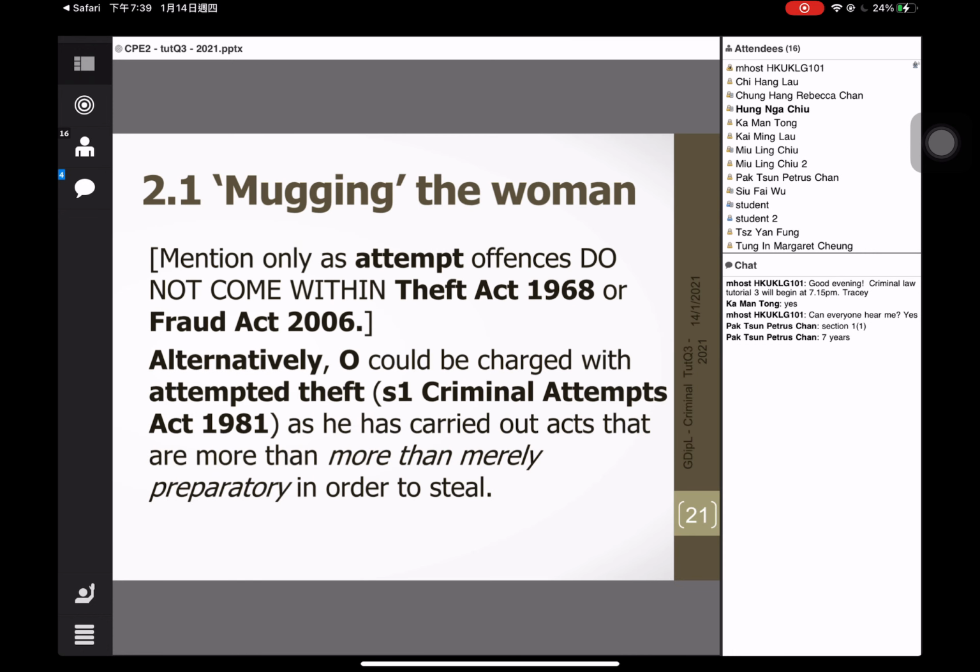So could we have an alternative offence like attempting to commit a crime? Well, yes, we could, and Oliver could be charged with attempted theft pursuant to the Criminal Attempts Act 1981. Because it looks like he's carried out acts which are more than merely preparatory to the commission of the main offence, in this case to steal.